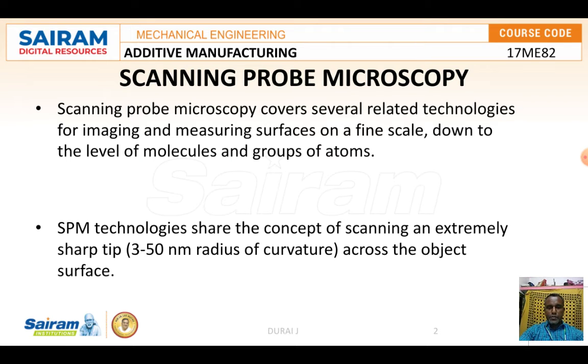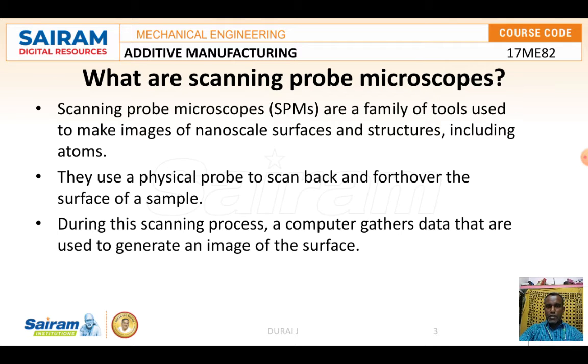This SPM technology shares the concept of scanning with an extremely sharp tip across the object. It will be considerably 3 to 50 nm radius of curvature. What is a scanning probe microscope? Mainly this family is used to make images of nanoscale surface structures, including atoms, very small nanoscale structures. So those atoms, it is going to make the image.